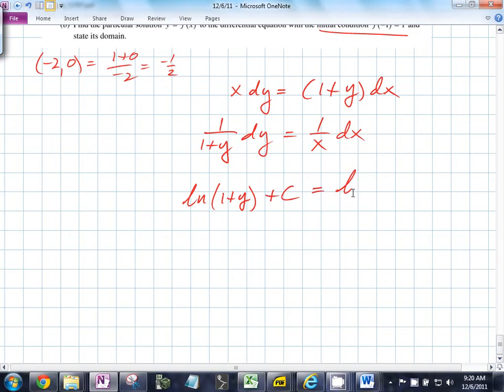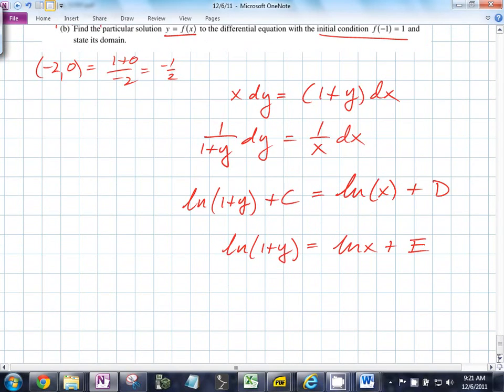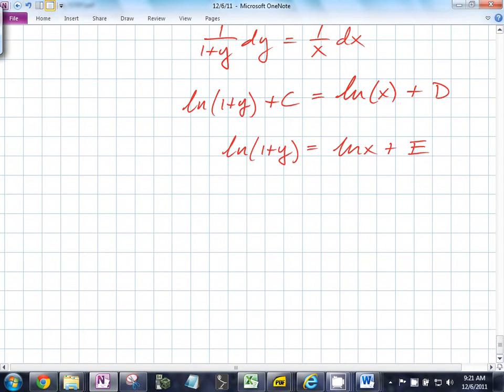What are we trying to isolate? Y. It's telling us to find y equals f of x. So what do we need to find? The ln of y. We need to find y. So this is in what form? Logarithmic. We need to turn it into exponential. So this is going to be e to the ln x plus capital E, that's a bad choice, equals 1 plus y. So that's e to the ln x times e to the E is equal to 1 plus y. Can we just call this f?